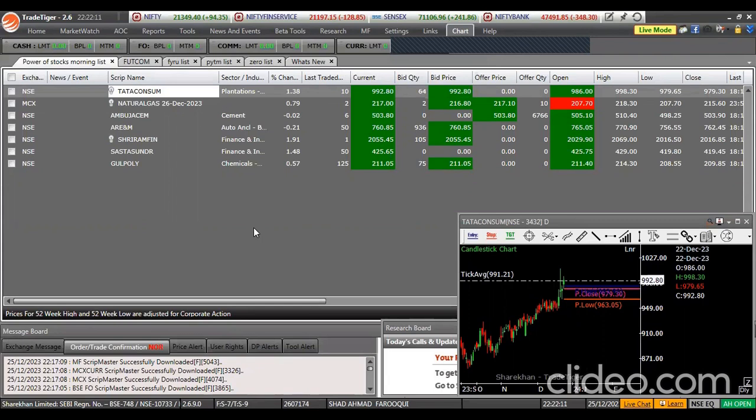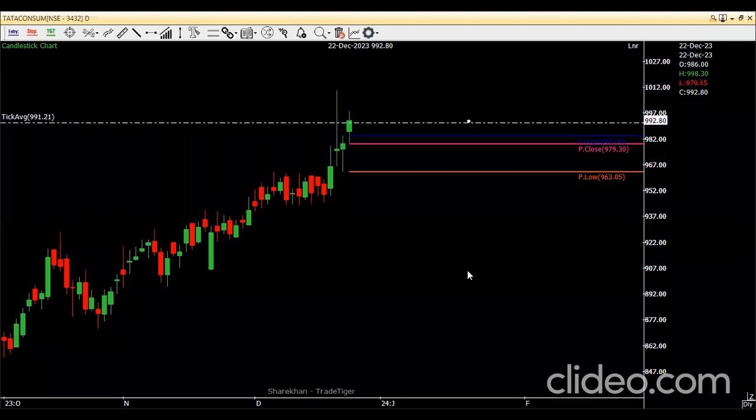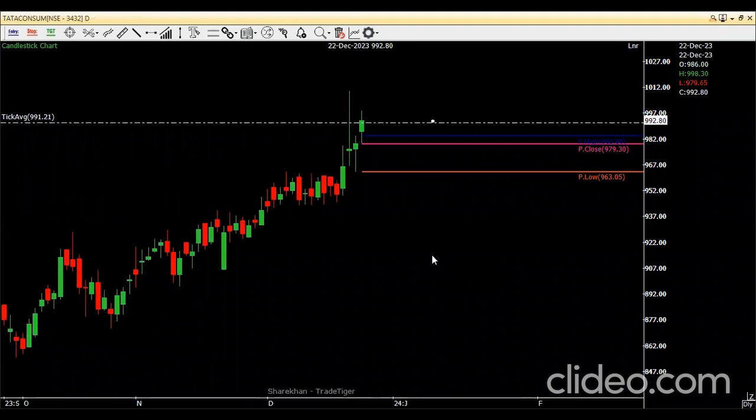And we are going to have a discussion about parabolic SAR. So let's start with today's topic. So I have opened a chart of a company called Tata Consumer. So Tata Consumer, as you can see in the screen, and now our topic is going to be parabolic SAR. Okay, so this is today's topic, parabolic SAR. What is parabolic SAR? And we will come to know everything about it in detail.